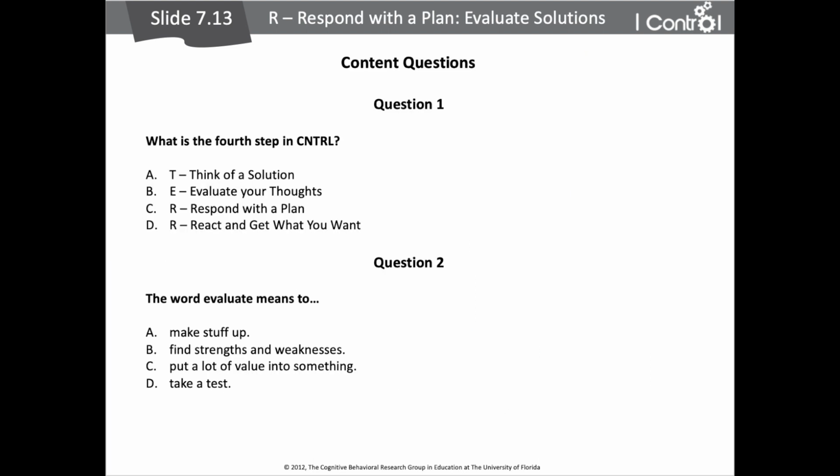Let's turn to the content questions for Unit 4, Lesson 7 in your iControl student workbook to check your understanding of this lesson. Pause the video while you answer the questions. When you're done, press play.